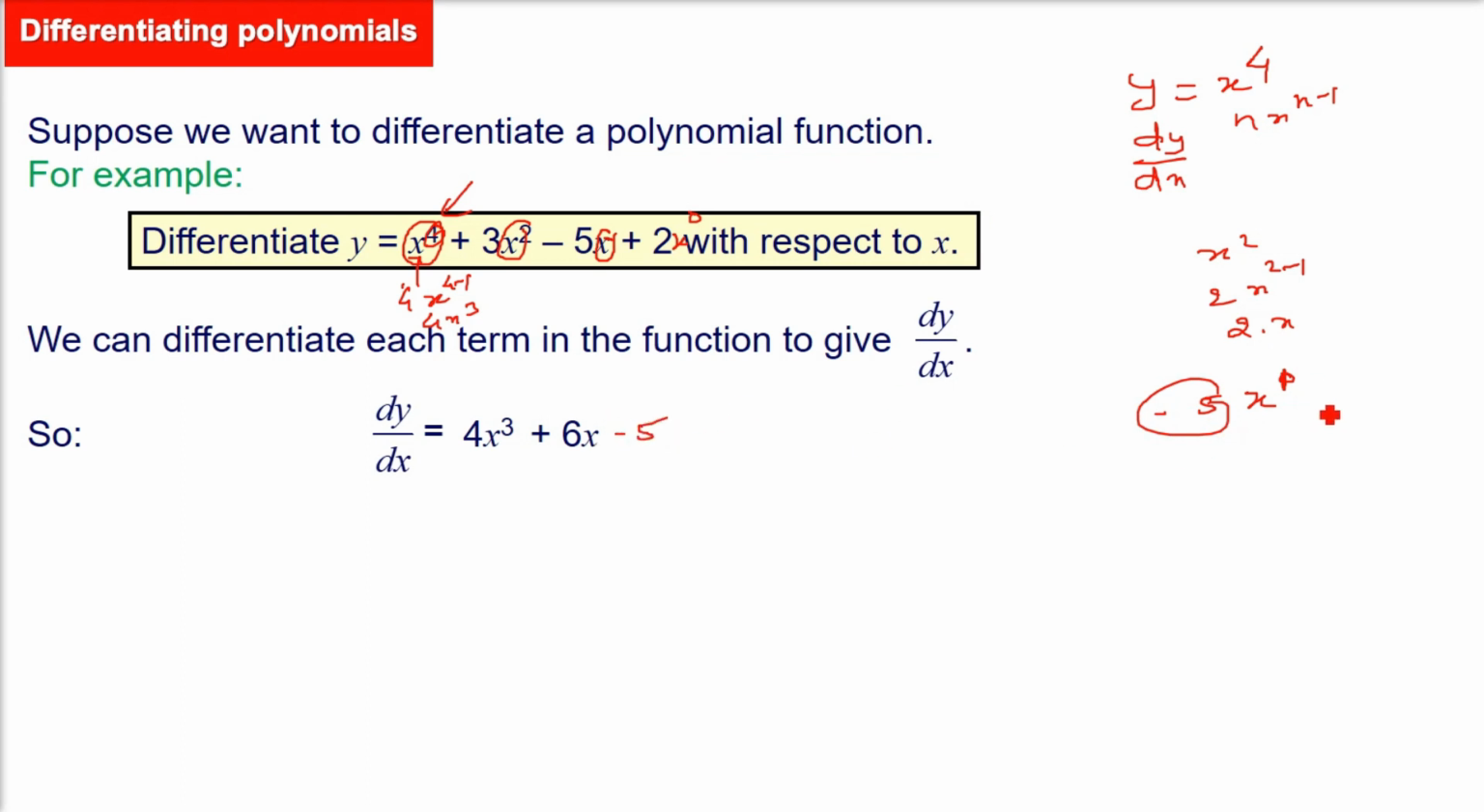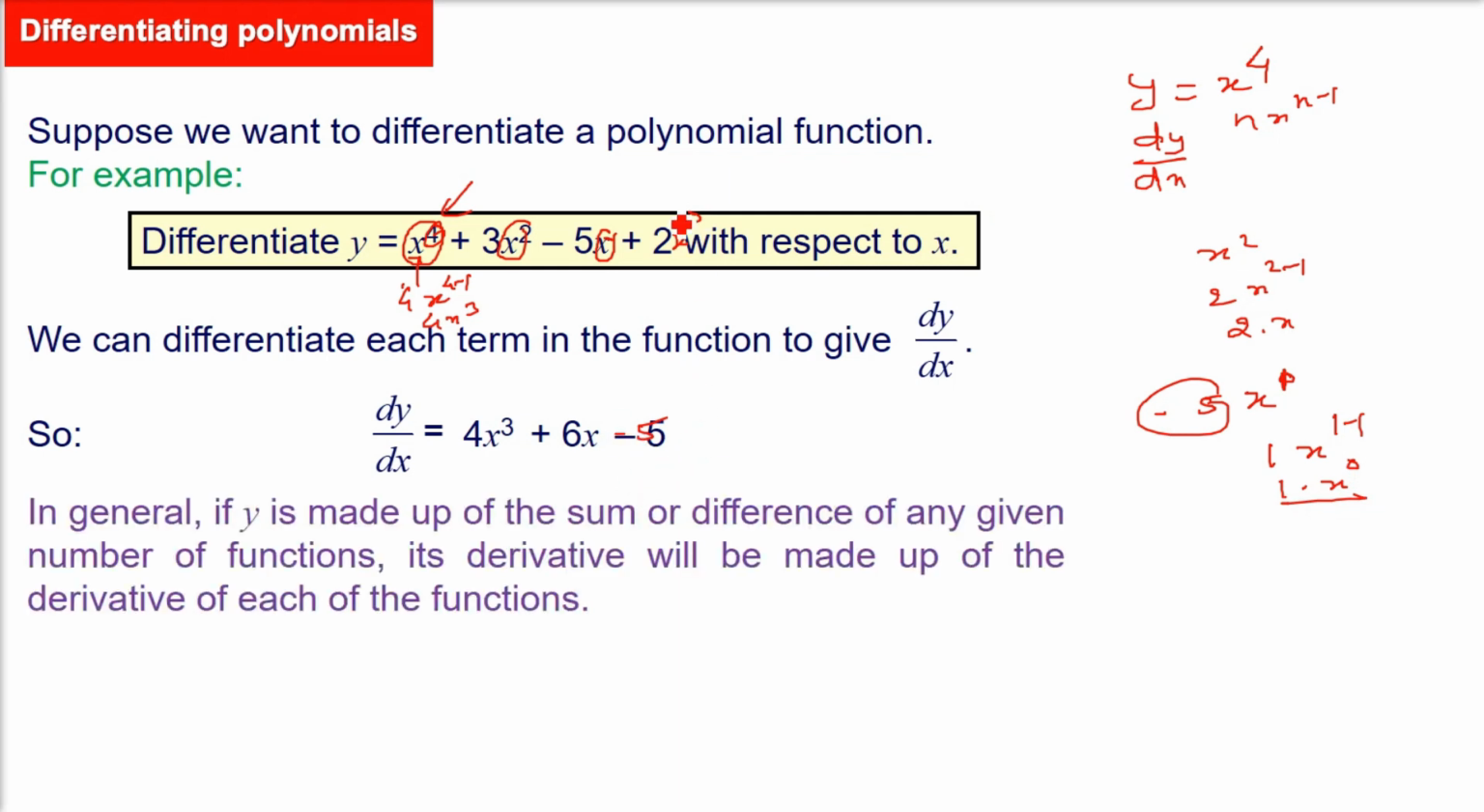So you get minus 5 into 1, x raised to the power 0. Anything to the power 0 is 1, so you get negative 5 only. So the differentiation of x is 1. Please remember that. And the differentiation of a constant is 0.